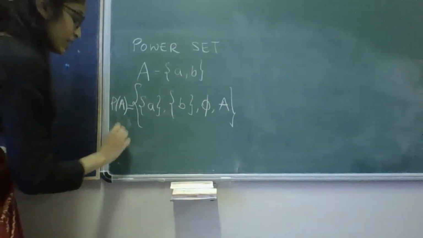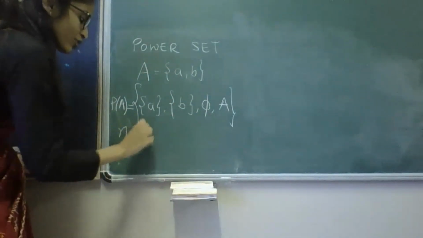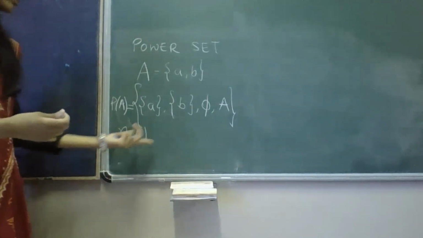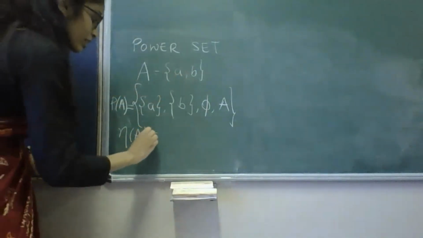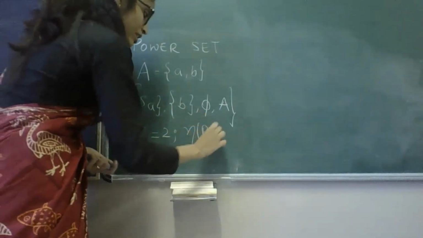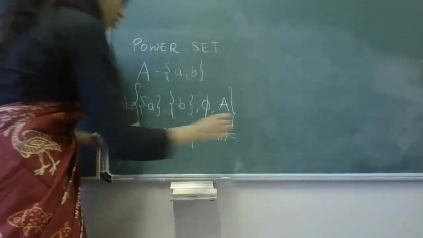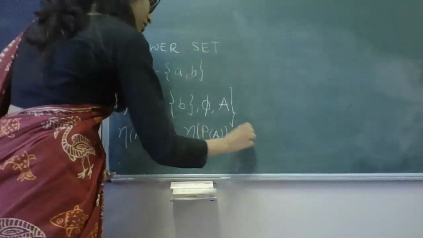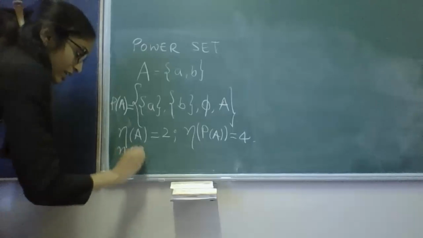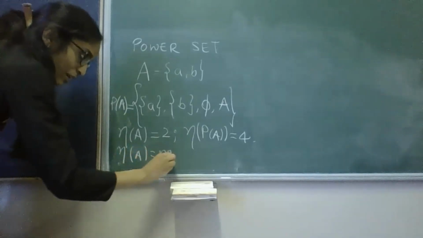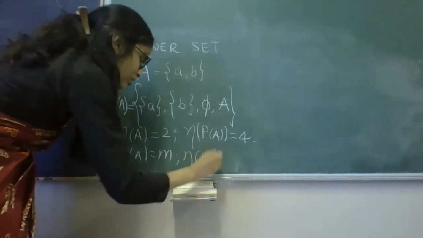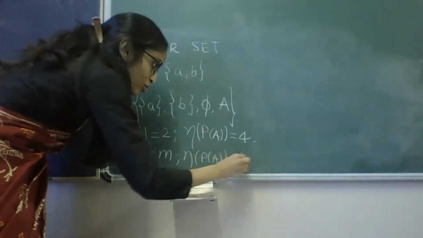So what is the cardinality of A? Cardinality of any set is the number of elements that the set contains. So what is the cardinality of A? We have 4 elements. And the cardinality of the power set is what? So in general, we can write that if the cardinality of any set is n, then the cardinality of its power set will be 2 to the power n.